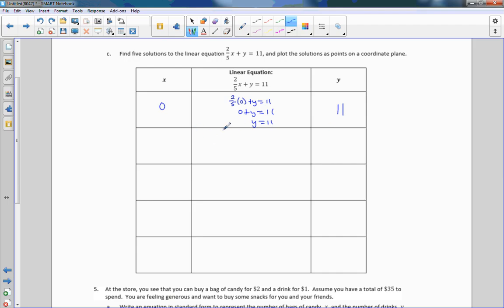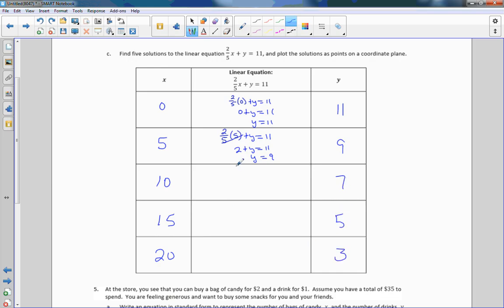But now if I have 2/5, remember the denominator is 5, I want to choose multiples of 5. So I'm going to choose 5. Plus y equals 11, so x is 5. These cancel. 2 plus y equals 11, subtract 2, and y equals 9. So now I already have my pattern. If I choose multiples of 5, 10, 15, and 20, I'm decreasing by 2.